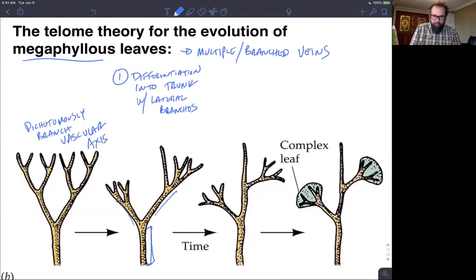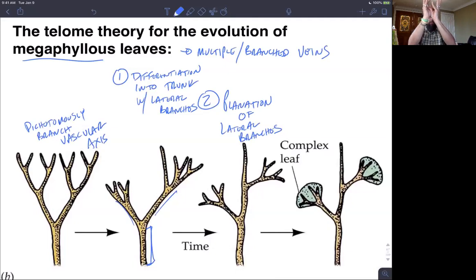This proceeds into the second step, planation of the lateral branches. What do I mean by planation? In the dichotomously branched form, if you think of this in 3D, it is evenly branched all around. Then we differentiate into a trunk with lateral branches, again 3D, branching out on all sides. With planation, we flatten that out so that the branching is happening in one plane.